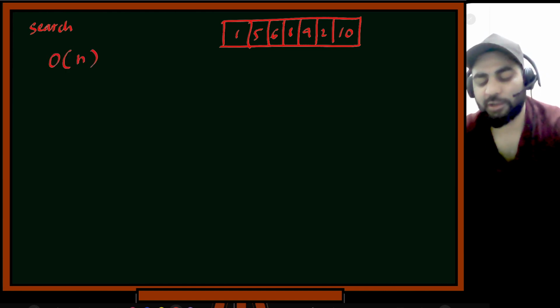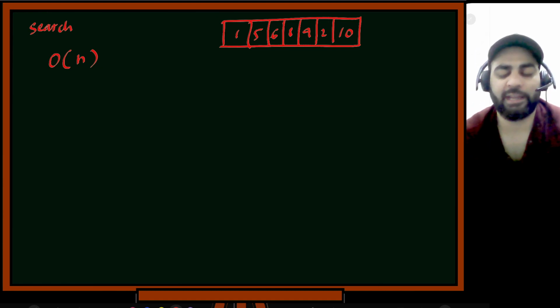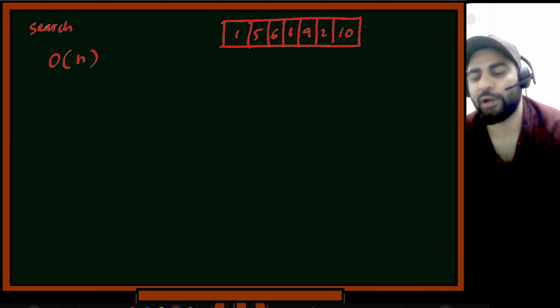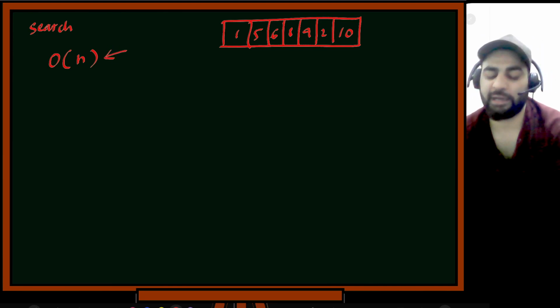Zakir gave an answer of order n. The rationale behind that is he said there is no particular order in the array, so you have to compare whatever you are searching for with each element of the array and see if it matches. That's why it is order of n. You have to see every element, and everybody agrees on this.